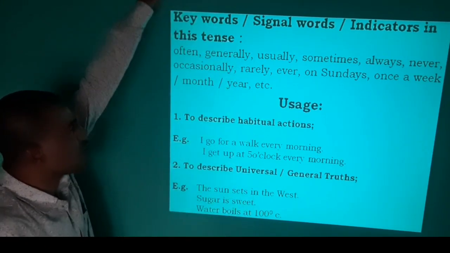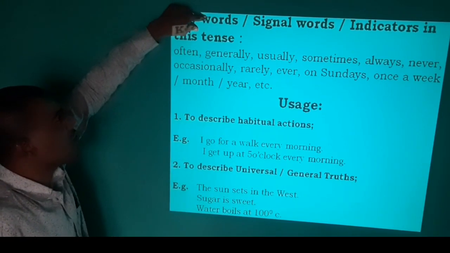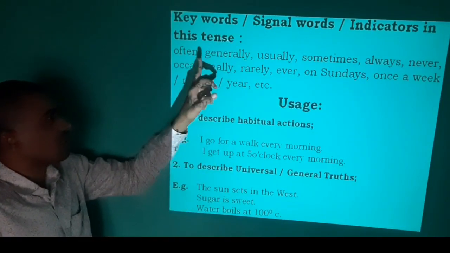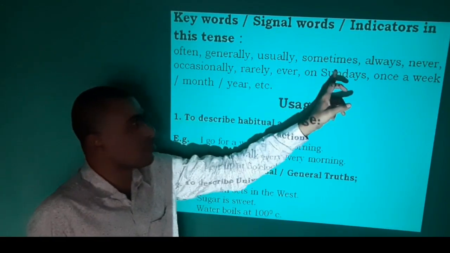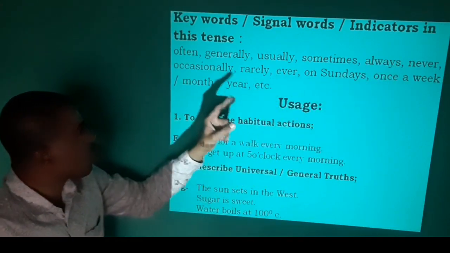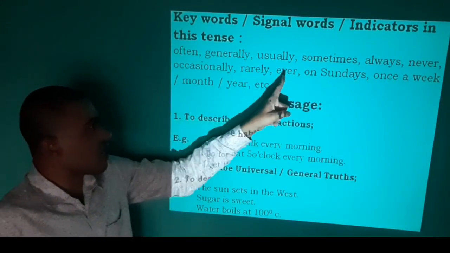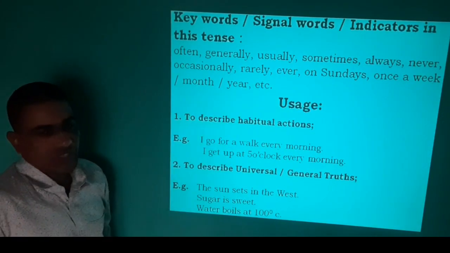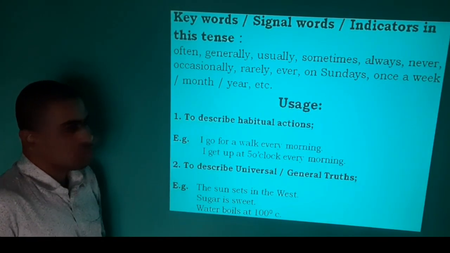Next, in this simple present tense, the keywords or the signal words or indicators are often, generally, usually, sometimes, always, never, occasionally, rarely, ever, on Sundays, once a week, a month, a year, etc. All these are the keywords that you see here.